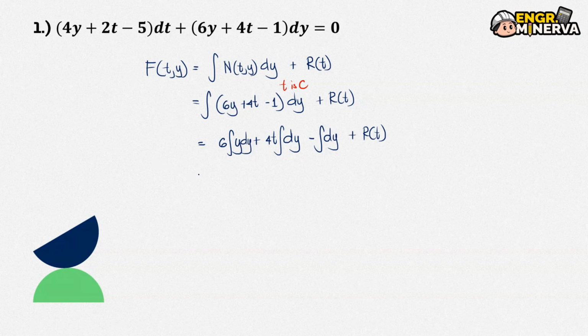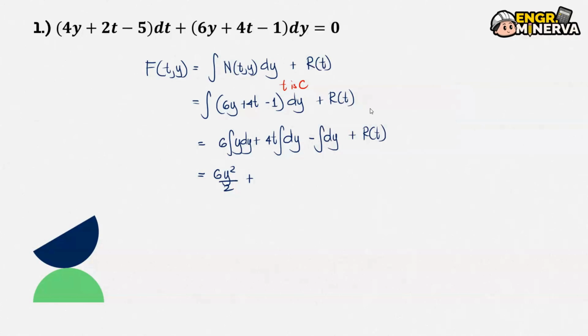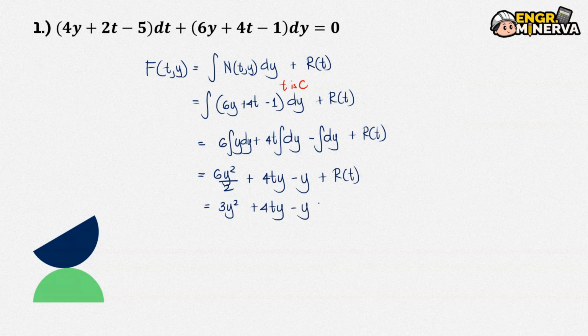So that would be equal to 6y squared over 2, plus 4ty, minus y, plus a function of t. Simplify further, that would be 3y squared + 4ty - y plus a function of t.